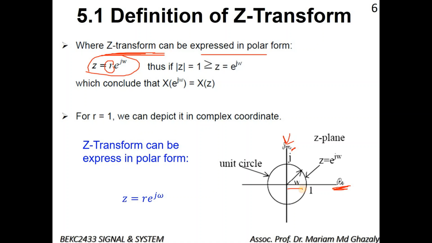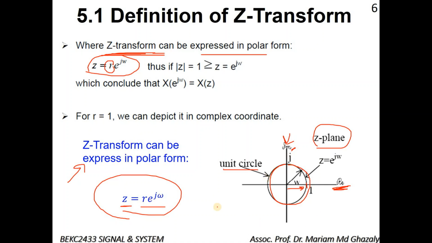For example, if you have the radius here is 1, so you have a radius of 1, which we call the unit circle. So for the z plane, you will have a unit circle with value 1, and then you have the real value and the imaginary value. So that's where you can actually represent or express the z transform in polar form by this equation. So z is actually equivalent to r e^jω.